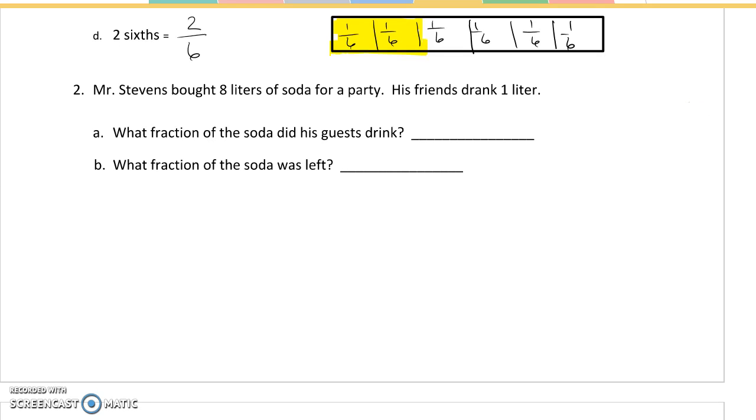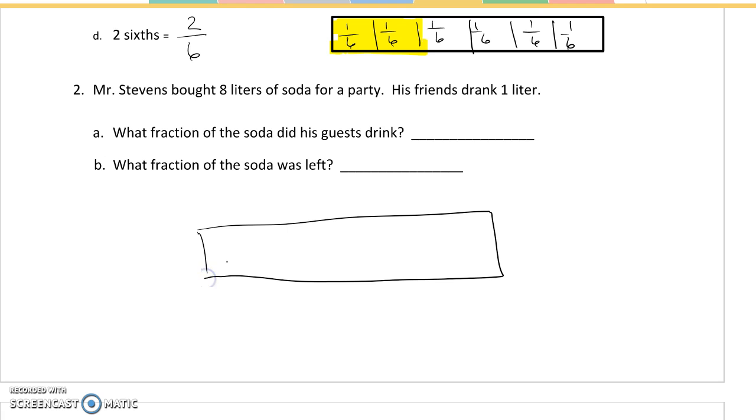Mr. Stevens bought 8 liters of soda for a party. His friends drank 1 liter. What fraction of the soda did his guests drink, and what fraction of the soda was left? Well, we can do this type of picture to show what's going on here. So if the rectangle represents the whole 8 liters, they said their friends drank 1 liter, so let's just break each section here into 1 liter. We need 8 sections then for the 8 liters. So I'm breaking it in half, breaking each of those in half, and then breaking each of those in half.